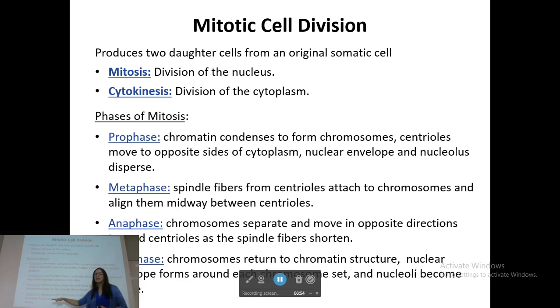And then in telophase, things start to go back to normal. Then you start to go back to having two separate cells. Okay? So the chromosomes are going to decondense. They're going to go back to chromatin. The nuclear envelope is going to reform around the chromosomes. And the cell is going to continue to pull apart. Okay, so in cytokinesis, we talked about division of the cytoplasm. That actually starts here in late anaphase and continues on through telophase.